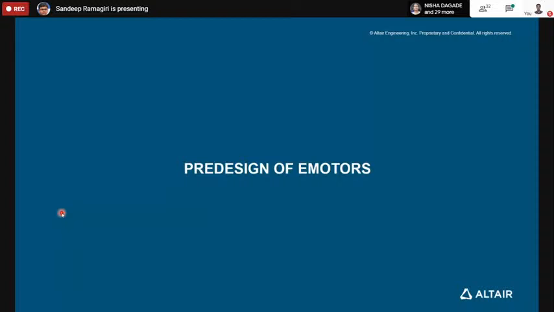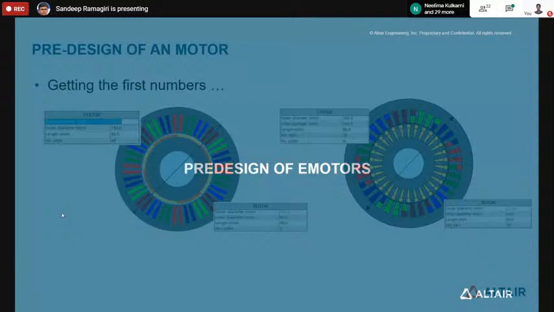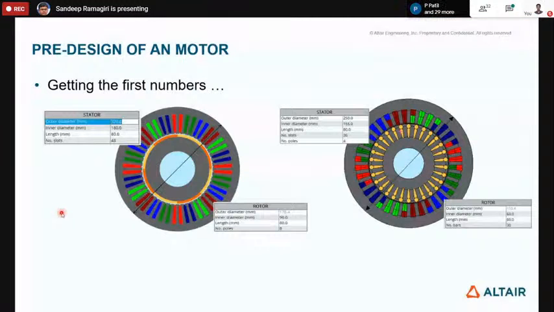Let me also walk you through the pre-designing of e-motors, like quickly targeting the design, and what are the state-of-the-art analytical equations that we use. Before starting the design, we need first numbers, right? The length and breadth of the motor, the rotor dimensions, stator dimensions, number of turns, and also the pole and slot combinations, all those things. So how do we select those things?